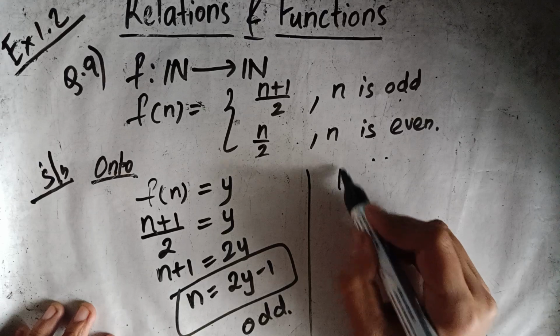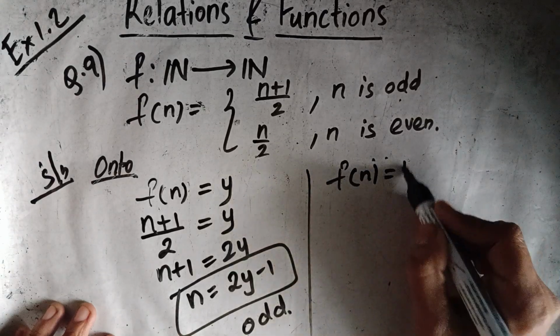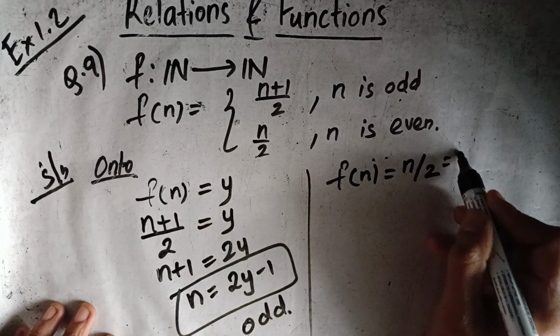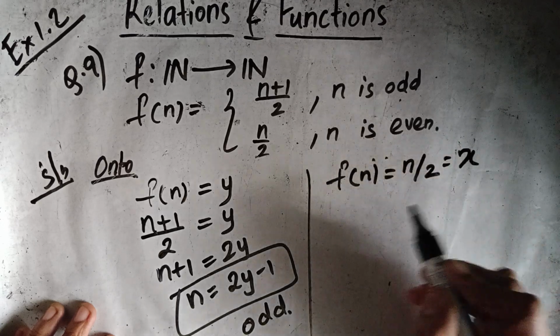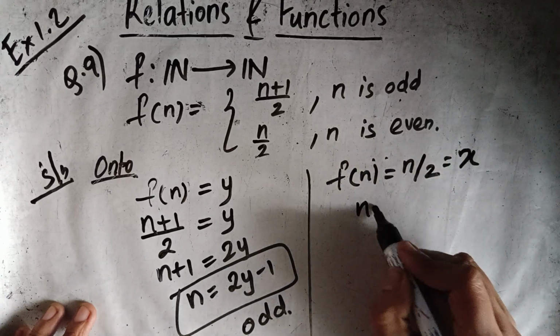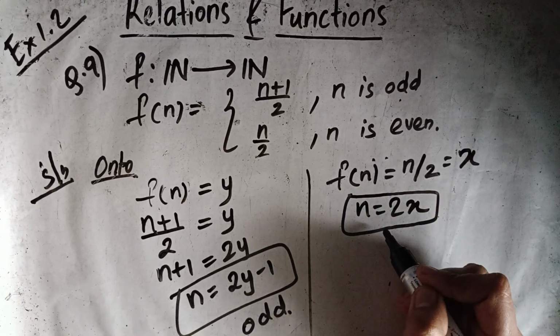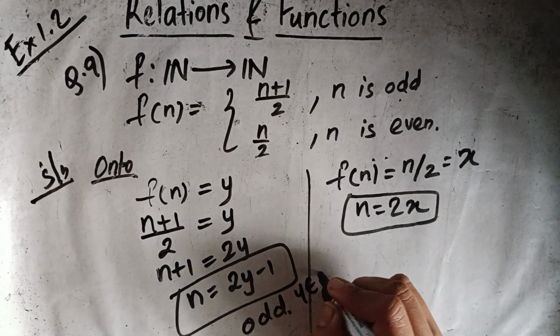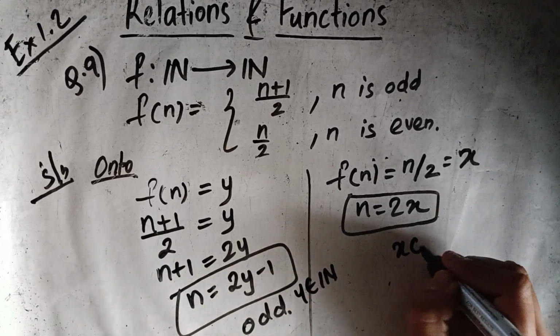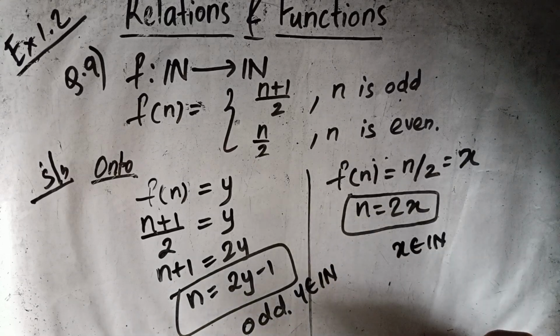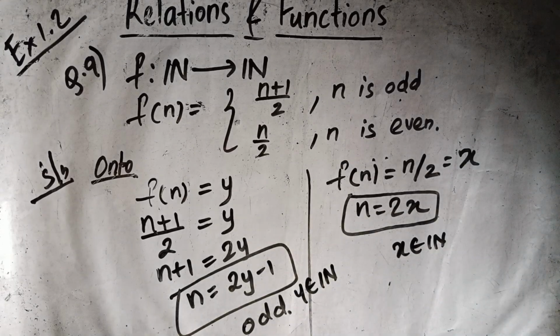And for even, you can write f of n equal to n by 2 equal to some x. So n is equal to 2x, where y belongs to N and x belongs to N. This is for even. Okay.